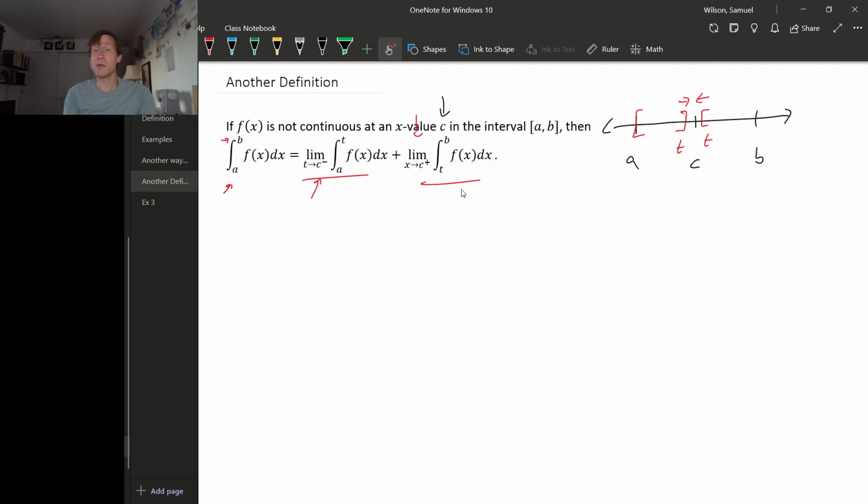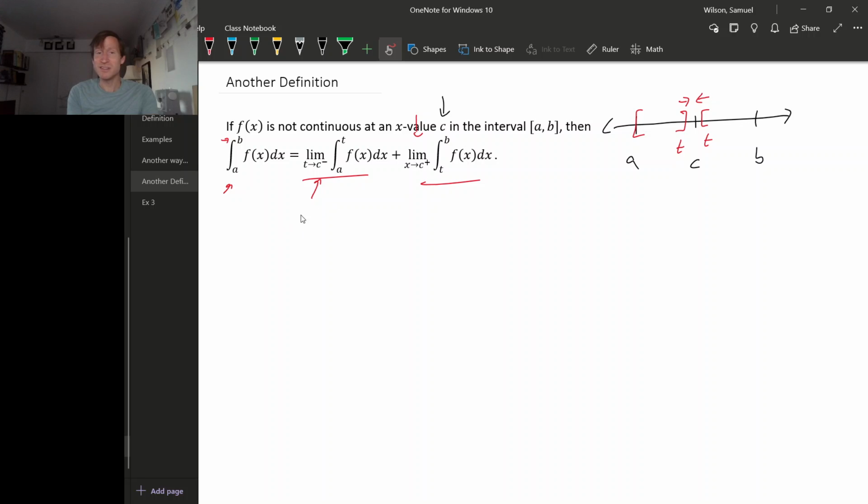Just like with improper integrals that come from an infinity in the bounds rather than in the integrand, in this situation, if these limits exist, then we say that the integral converges, and if one of them doesn't exist, or if either of them is infinity or minus infinity, we say that the integral diverges.